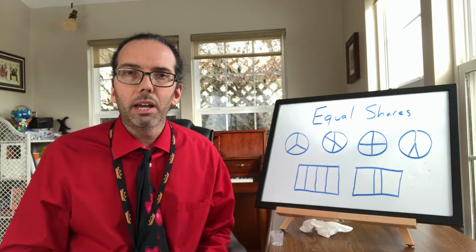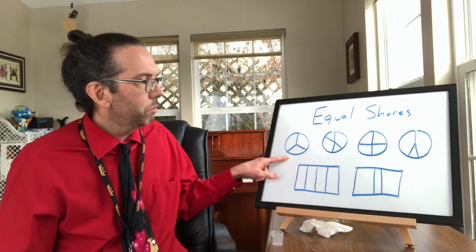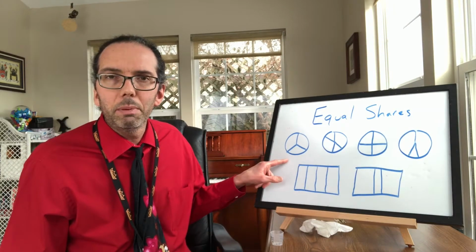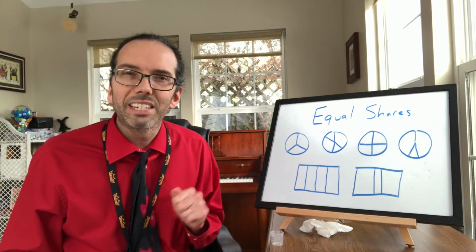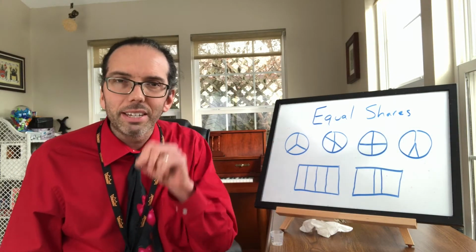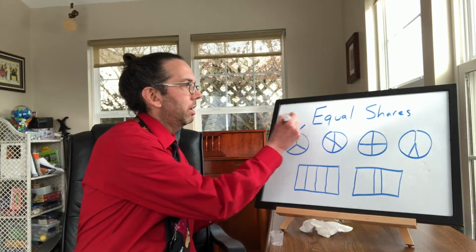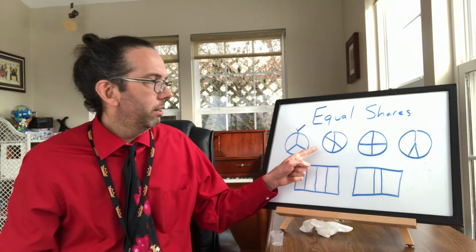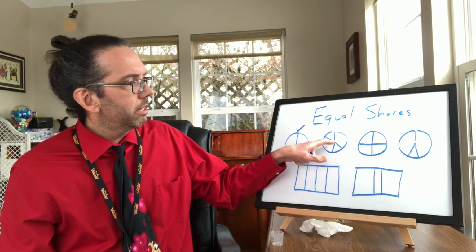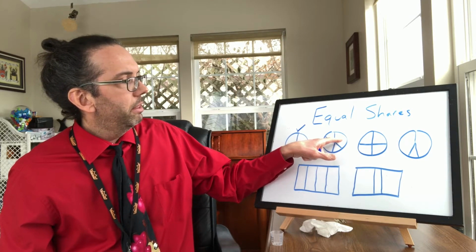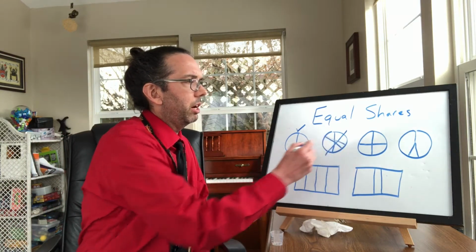So look at some of these pictures that I have here. Let's look at the first 2 here. This one is divided into 3 pieces, and all of the pieces are equal. At least I tried to draw them equal. I know they're probably not exact, but this is equal shares. Okay. This one is not equal shares. Look, right? There's a little piece, and there's a little piece, and there's a big piece, and there's a big piece. So this one is not equal shares.